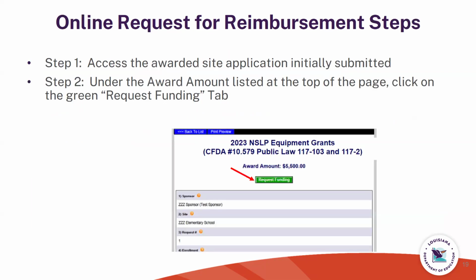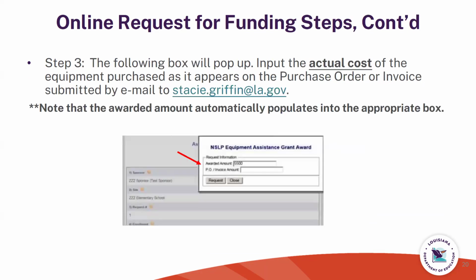And so here are the steps for the online request for reimbursement. Step one, you're going to access the awarded site application that was initially submitted. Then under the award amount listed at the top of the page, you're going to click on the green request funding tab. And then the following box is going to pop up. You're going to input the actual cost of the equipment purchase as it appears on that purchase order or invoice that you turned in.